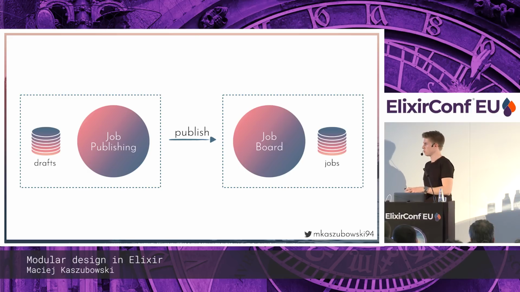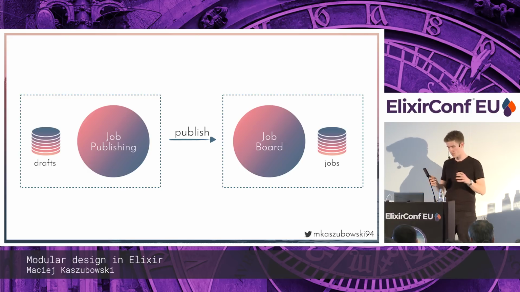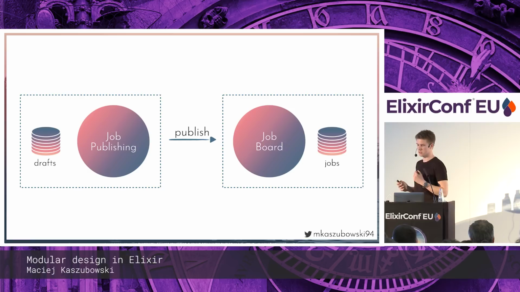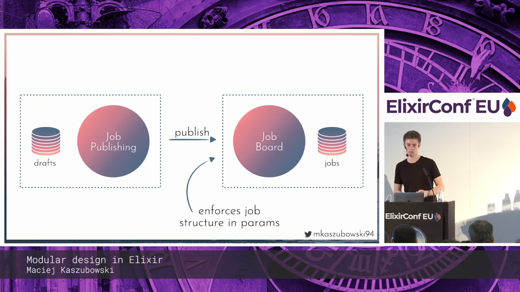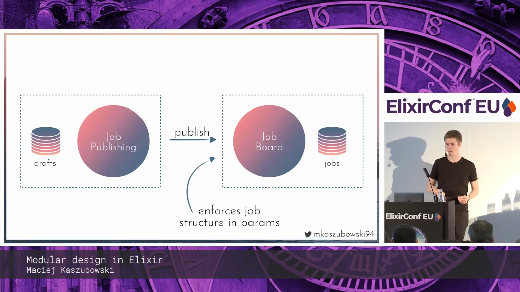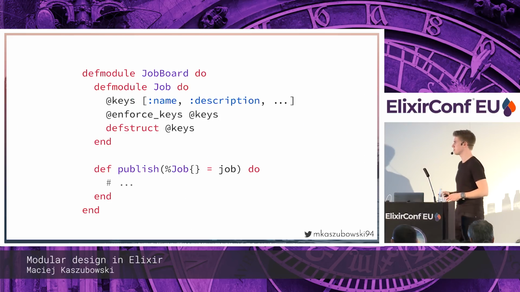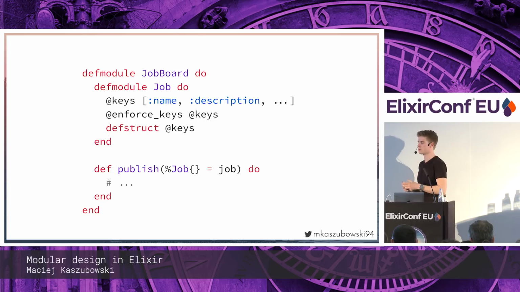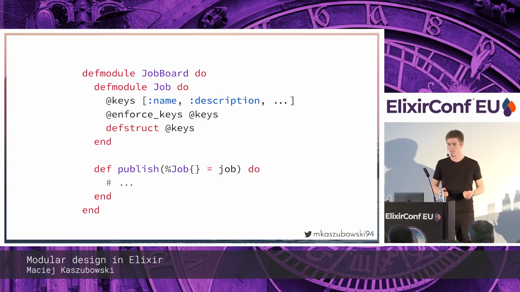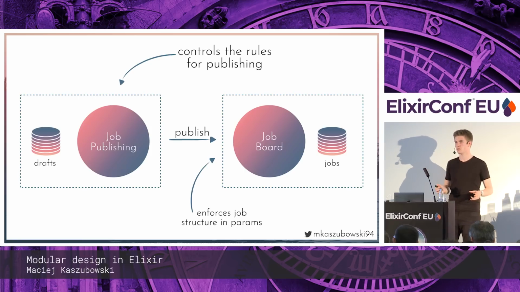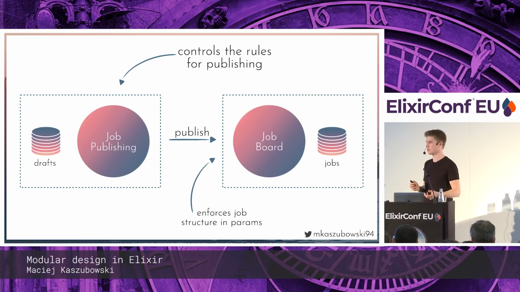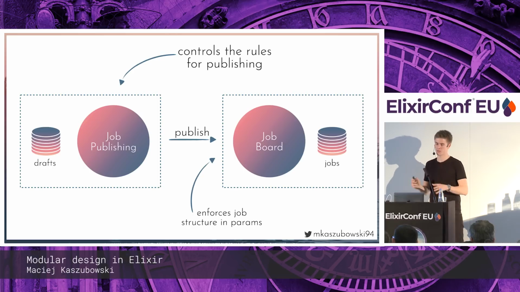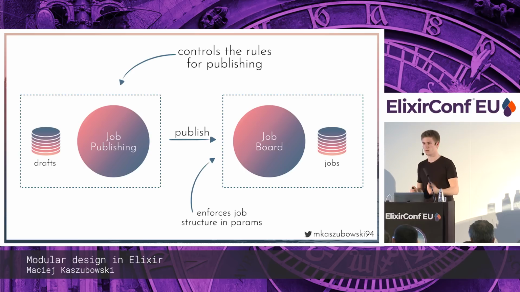And to make sure that the data in the job board context is correct, we can enforce the structure of the parameters at the boundary. So we can have a struct with this enforce keys attribute that verifies, at least tries to verify at the compiler level, if we pass all the different keys. So we now have two modules. One is responsible for controlling the rules of when the job is published. The other is responsible for most of the different stuff, but we'll move to that later.